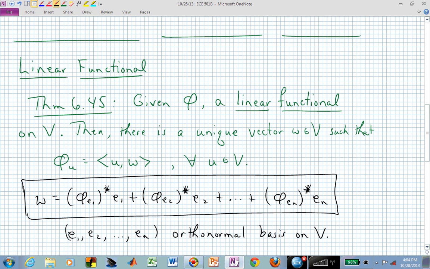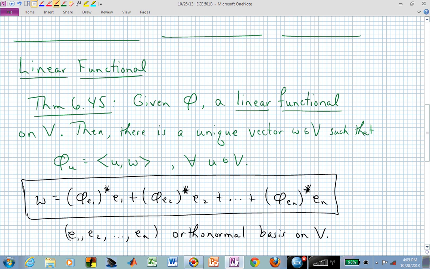given some linear functional phi, that may not be in the form of this inner product of a row and a column vector. It may not be in that conventional vector space. Maybe it's some abstract vector space. We can actually find a vector W such that the inner product of u with W is the same as what you would get if you applied the linear functional phi to this vector u.